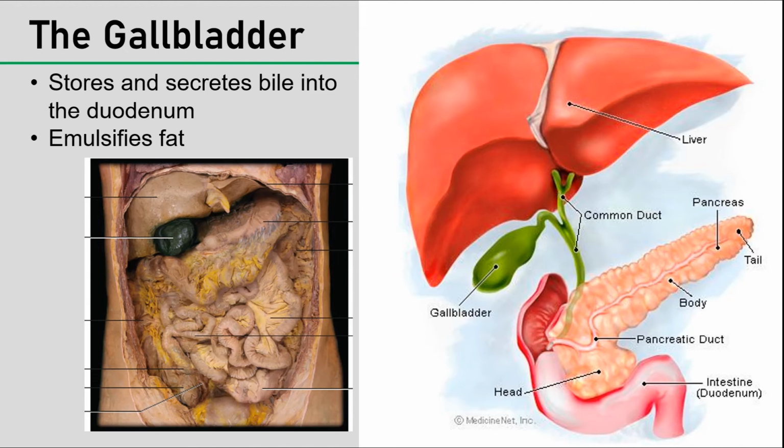Fat, of course, is very important. There are certain vitamins that can only be absorbed through the fats within our body. Vitamin D is one of them. It's a hydrophobic vitamin and requires the absorption of fat. So the breakdown of fat by the bile within the duodenum is very important.